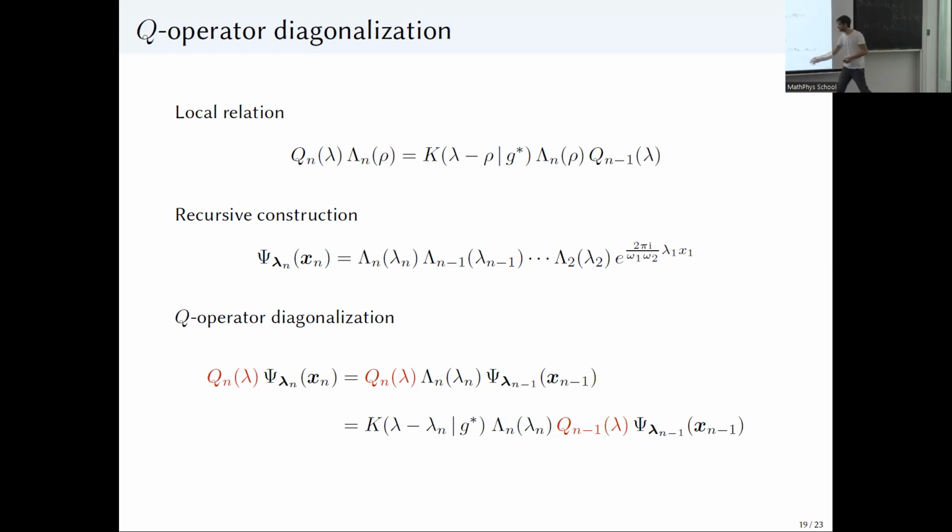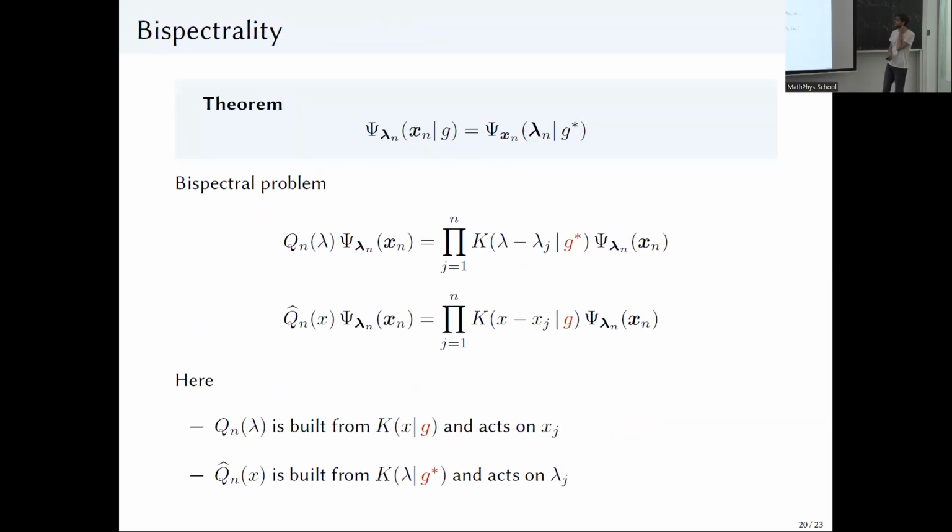And then you will be in the same situation, but with an n-1 particle system. So I guess the idea is clear. So you just apply this local relation at each step, and at each step you will have some coefficient K, and the eigenvalue of the Q operator will in the final result be the product of these coefficients. So again, I wrote down the final result here. So the Q operator acting on the eigenfunction will be this product of the K functions that appear at each step.